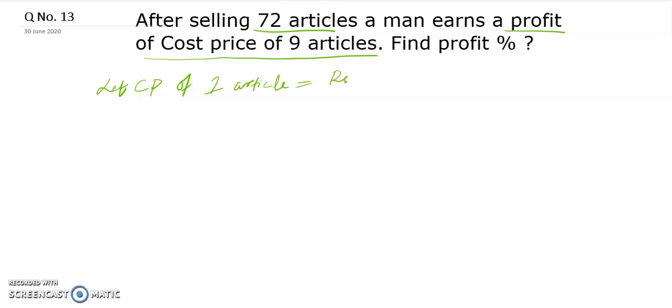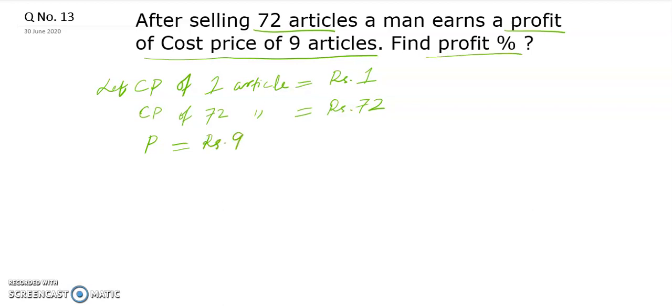So what we will do, we will assume let CP of one article is equal to rupees 1. So CP of 72 articles will be how much? Rupees 72. Now profit is how much? Profit is CP of 9 articles. One article is rupees 1, so 9 articles will be rupees 9.